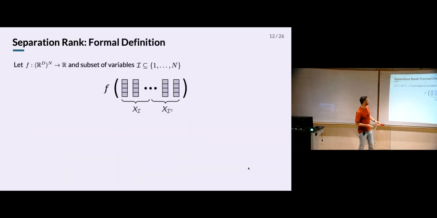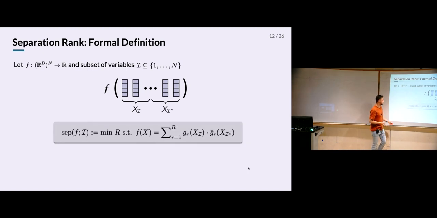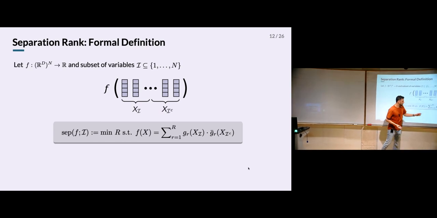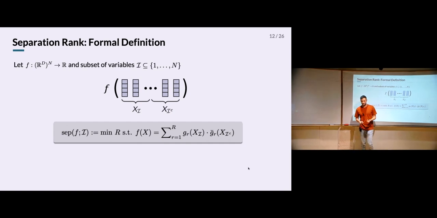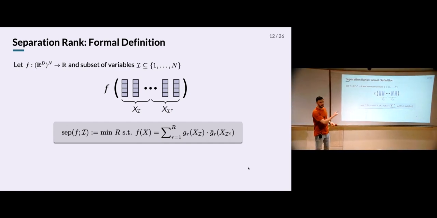Formally, let's say that we have a multivariate function f, which has n input variables. Each one of them can be a d-dimensional vector. And for simplicity, let's assume that the output is a scalar. Now, any subset of input variables I induces a partition of the input variables, right? Those in I and those outside of I. The separation rank of f, a measure of the interaction that f models with respect to the partition induced by I, is defined to be the minimal r such that we can express f as a sum of r terms, each of them a product between two functions, where one operates only over the input variables in I, and the other operates over the remaining input variables.